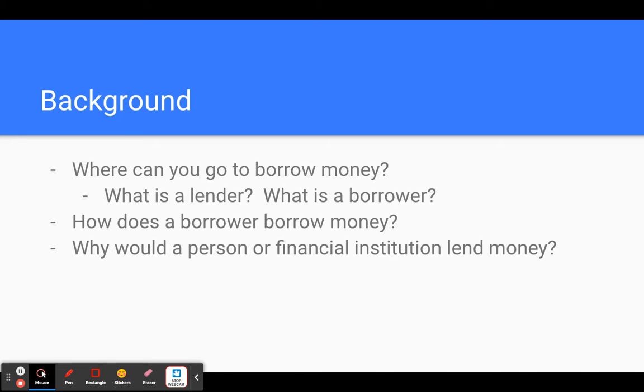Why would a person or financial institution lend money? Part of it is because they understand people need money. You can't just go out and afford a $30,000 car or a $200,000 house. It's hard to save up that amount of money to pay for the whole thing at once. So they agree to give you the money to buy that.